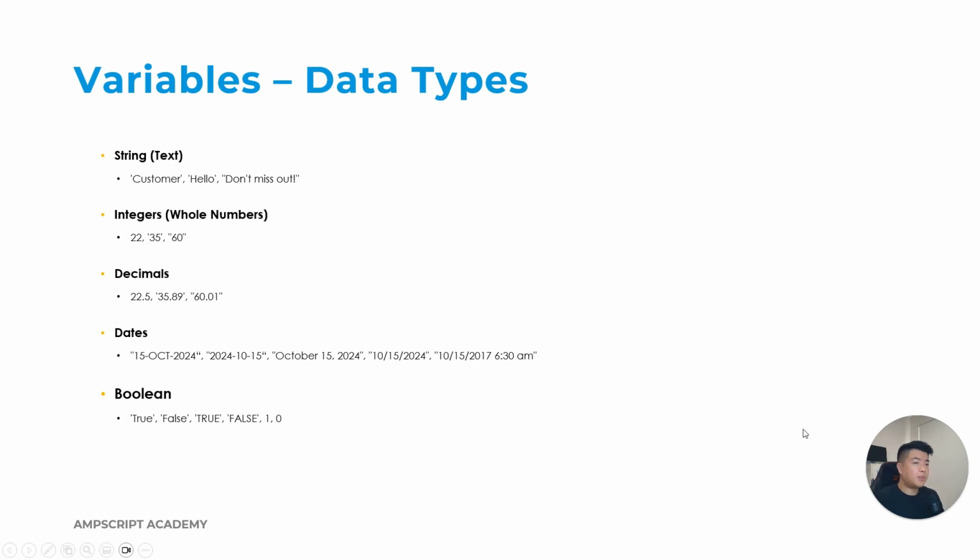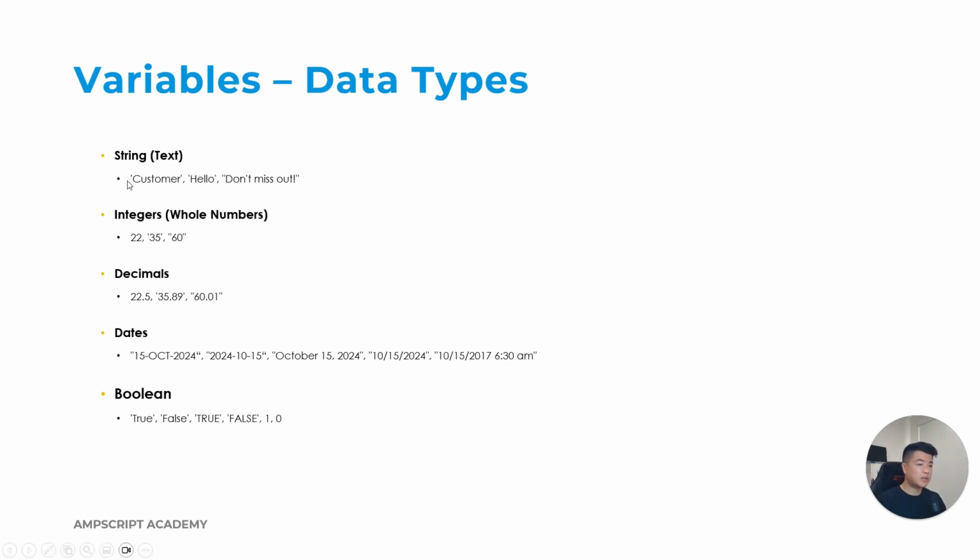So in terms of the data types for variables, there's a bunch of things that you can store in here. These are probably the 5 main or primary data types that you will be playing with. First one being string. So again, this is a static fixed value. So here you can have customer, you can have hello, and you have don't miss out. So not only can you just store a single word, you can store a whole sentence in there if you really want to. And it's actually useful when you soon create dynamic content, dynamic subject lines. You can imagine you can create a whole subject line as a dynamic variable that you can print out, right?